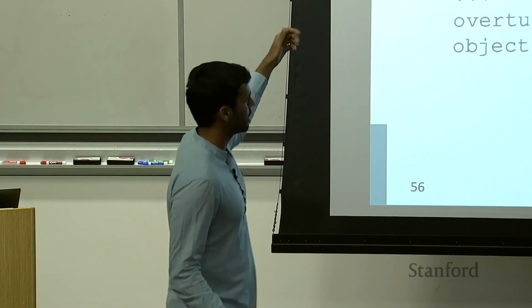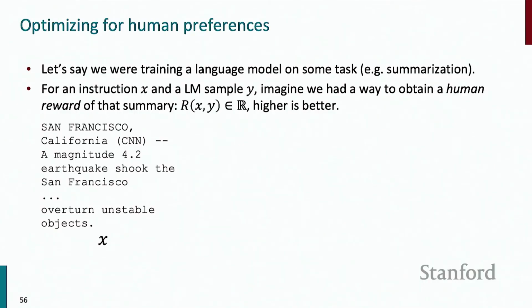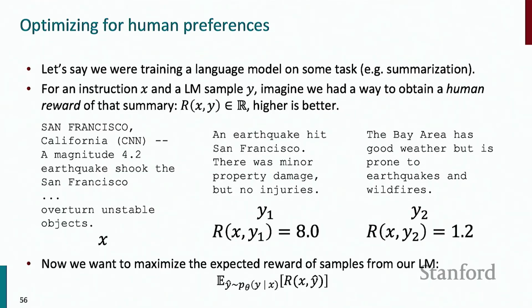In this specific case, we have this input X, which is about an earthquake in San Francisco. This is a news article that we want to summarize. Let's pretend that we get these rewards and we want to optimize this. We get one summary Y1, which says an earthquake hit and so on, and we assign a reward of 8.0, and another summary which gets a reward of 1.2. Generally, the objective we want to set up is of the following form: we want to take our language model P theta, which generates a completion Y given an input X, and we want to maximize the reward R(X, Y), where X is the input and Y is the output summary in this specific task.